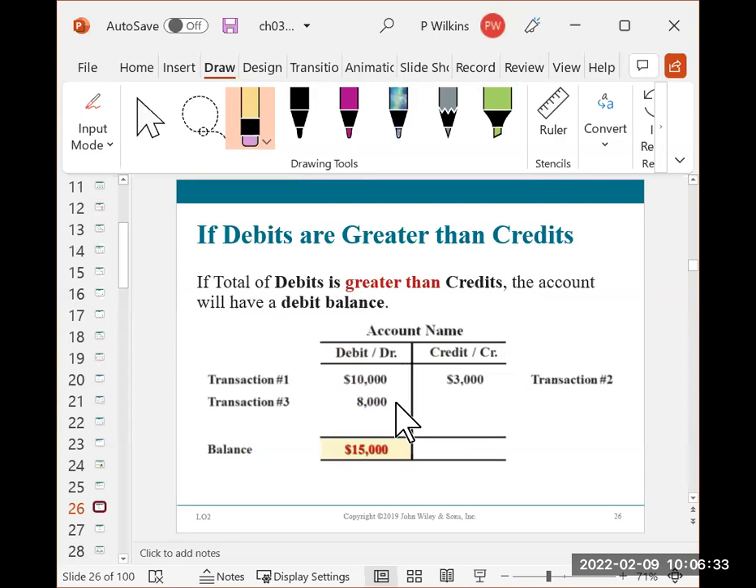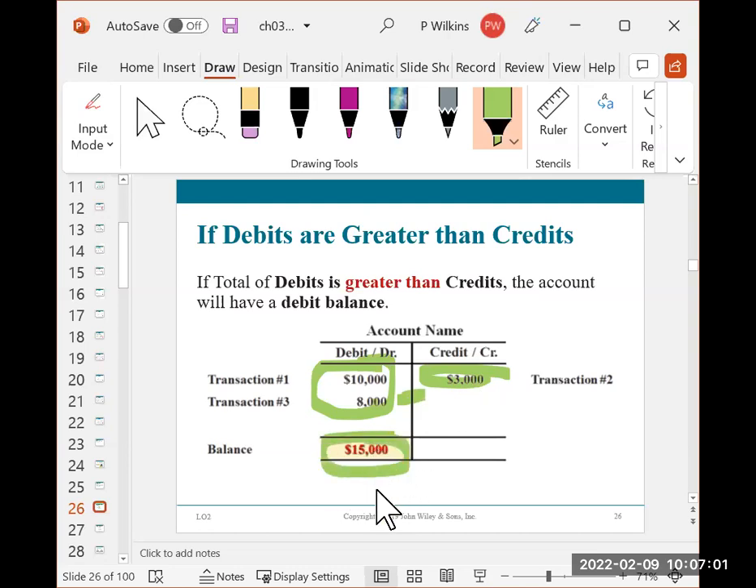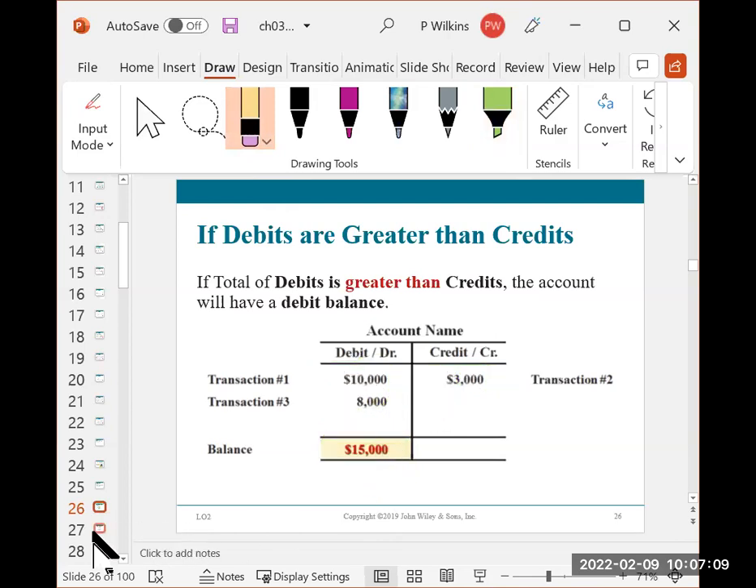Okay, but here's an example here. So they're showing you that if you look at this T account here, transaction 1, 2, and 3, right? So on the debit side, 10,000 plus 8,000 makes 18,000, right? On the credit side, we have 3,000. Which side is bigger? Well, 18,000 is more, right? So what we're going to do is we're going to add 10,000 plus 8,000, that's 18,000, and we're going to subtract the credit side of 3,000. That'll give us our balance of 15,000. Okay, and again, we're going to go over this a lot more. This is more just the informational piece.